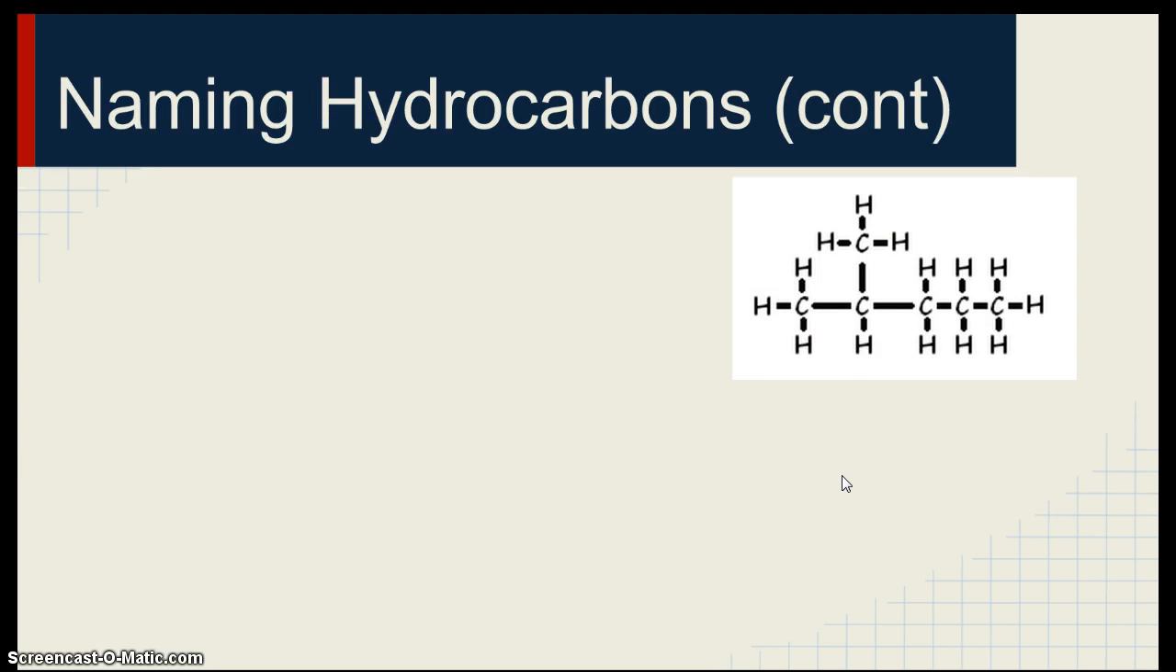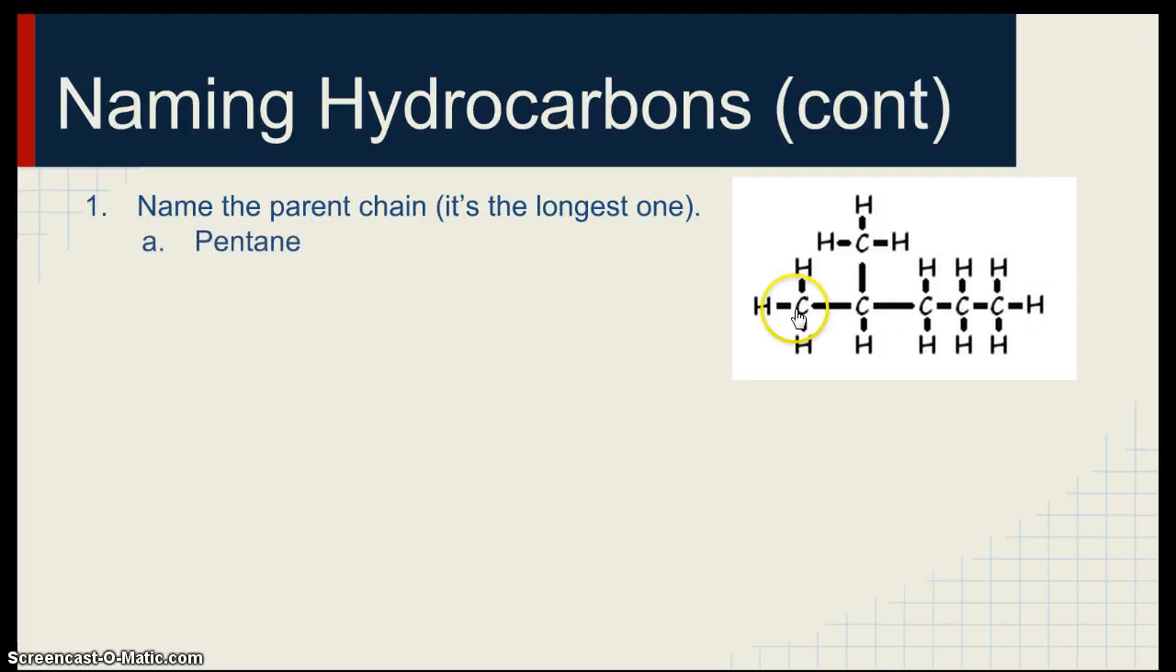Okay, naming hydrocarbons. Now for branched hydrocarbons, a little bit more confusing. First of all, we'll name the parent chain. How do you know if it's the parent chain? It's the longest one. So we can go 1, 2, 3, 4, 5. We could also count 1, 2, 3, 4, 5. Remember, it doesn't count as a branch unless it doubles back. Even if it bends, it's not necessarily a branch. So we would say 1, 2, 3, 4, 5. The parent chain is pentane.